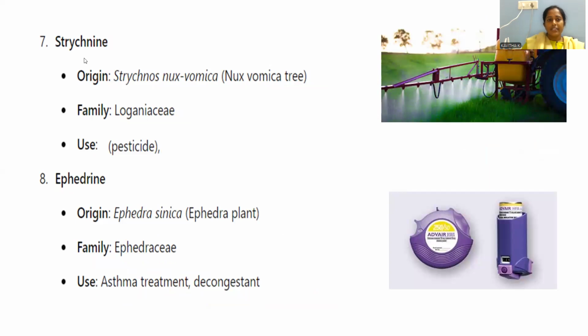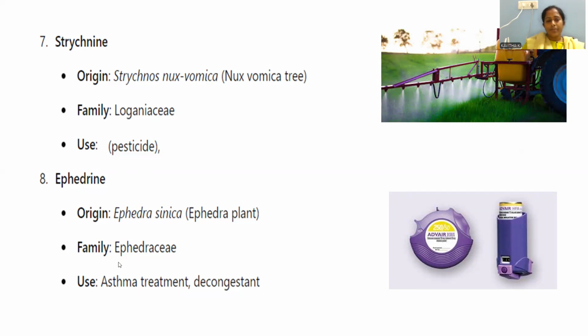Another is called strychnine. Strychnine is extracted from the Strychnos nux vomica plant. The nux vomica tree is a source for the extraction of strychnine, and it belongs to the Loganiaceae family. In general, it is used as a pesticide. So strychnine is used in reducing the pests which are causing damage to the croplands. There we can apply this strychnine.